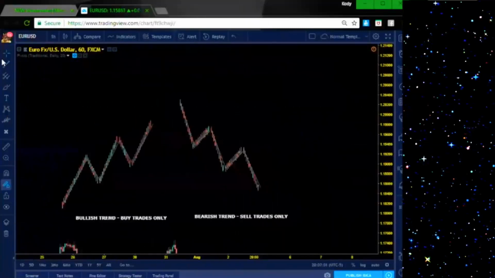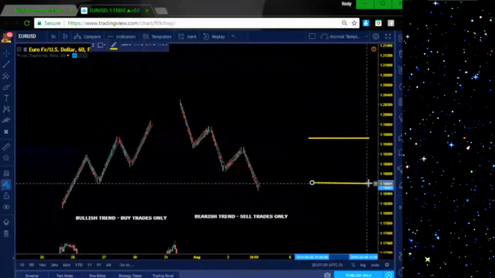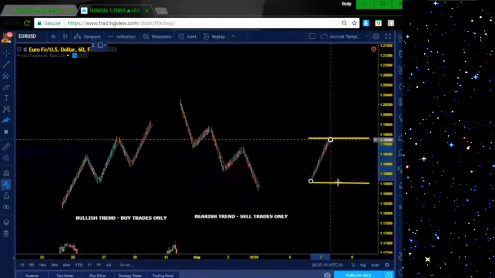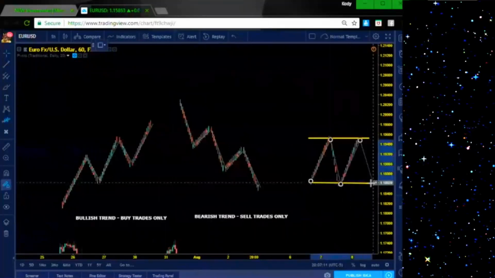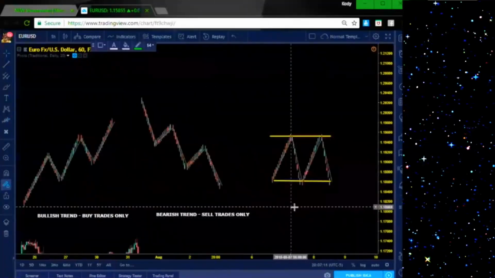Okay, and then everyone's favorite market condition right here, just straight sideways. And that is called consolidation.